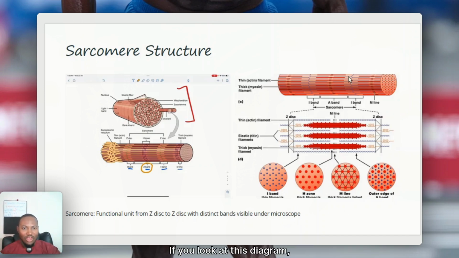What am I talking about? If you look at this diagram, you see this is a Z, this is another Z. In between here and here, you have the sarcomere. So here and here is a sarcomere. Here and here is a sarcomere. Very important for you to know.